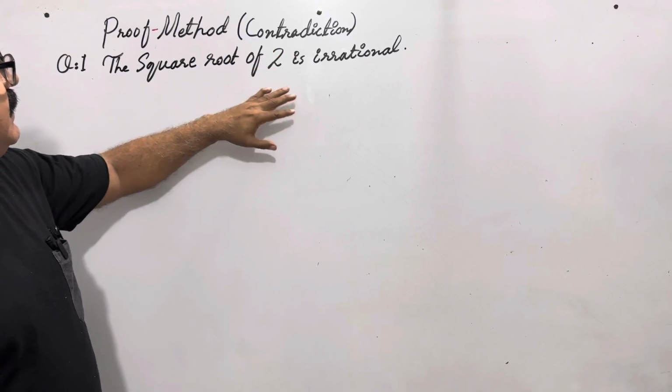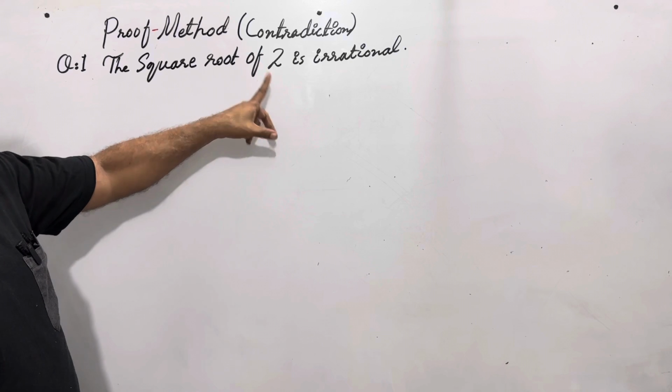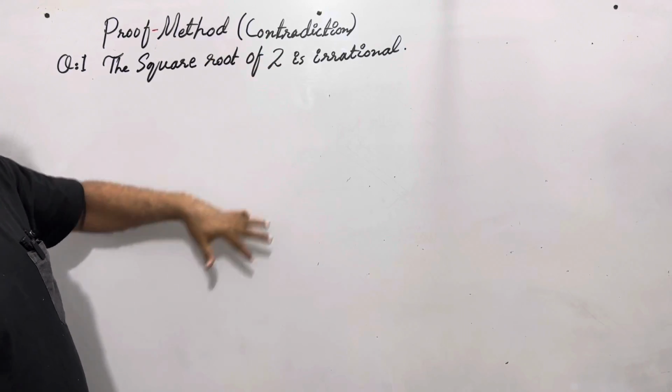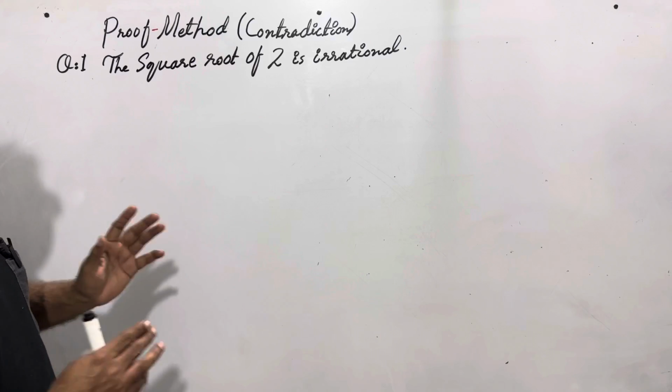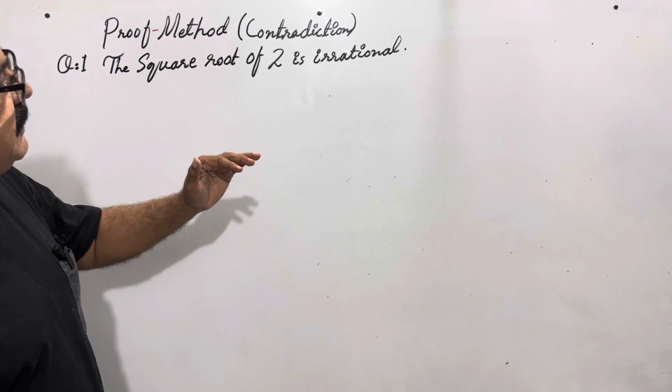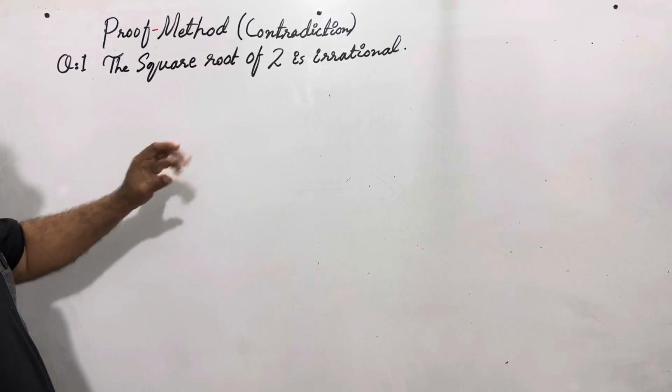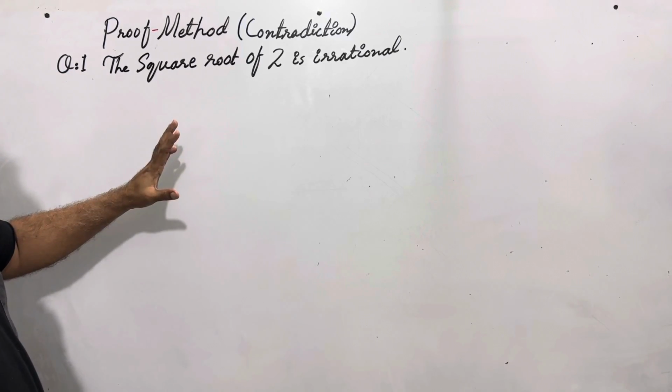The method of contradiction is this: now we have to prove that the square root of 2 is irrational. On the contrary, we suppose that the square root of 2 is a rational number and we arrive at a contradiction. On the basis of that contradiction, we say that the square root of 2 is irrational.